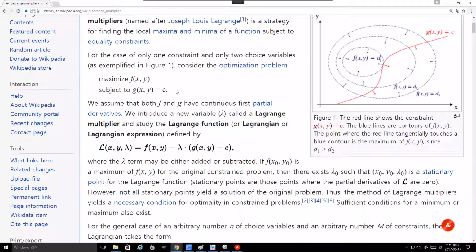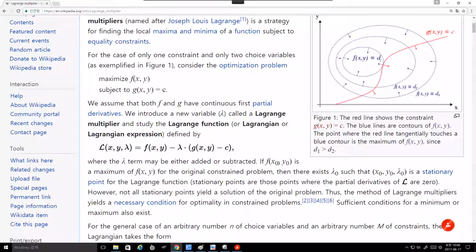So instead of analyzing this problem directly, from now on we analyze this Lagrange function. In this Lagrange function, f is the objective function, and g minus c is the constraint part, and lambda is the Lagrange multiplier, a very important one, where the lambda term may be either added or subtracted.